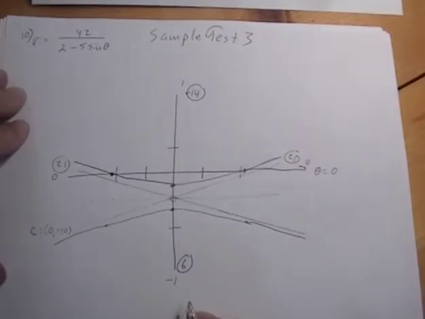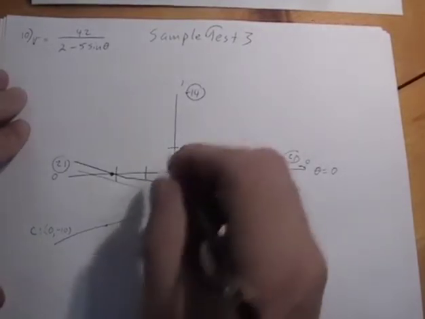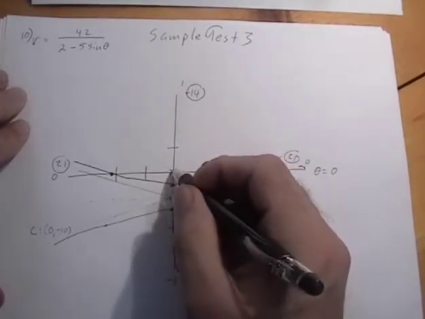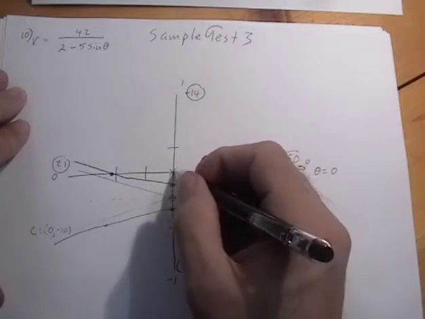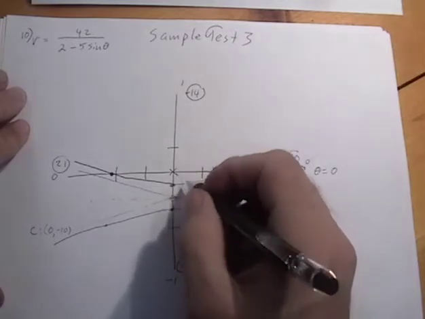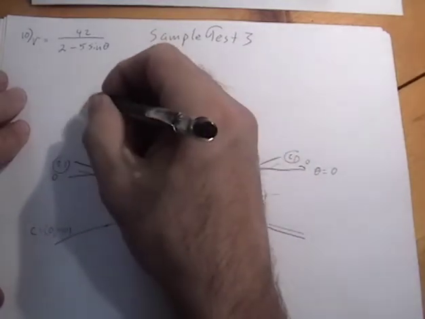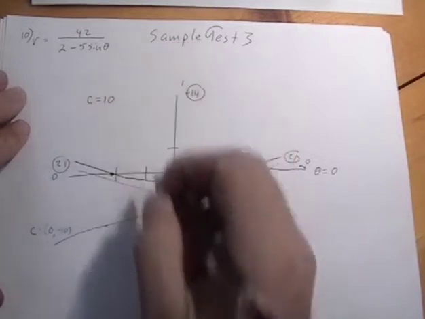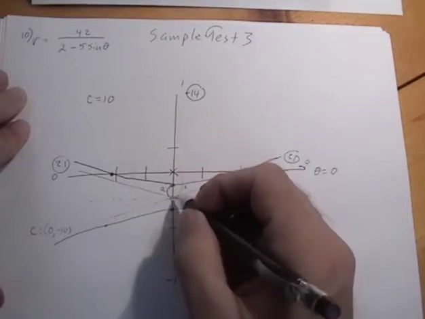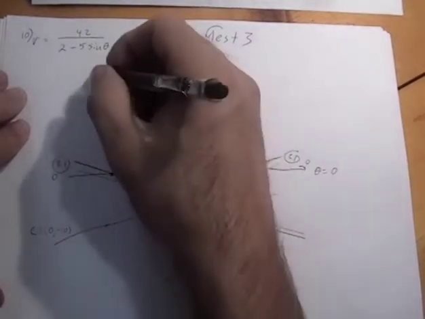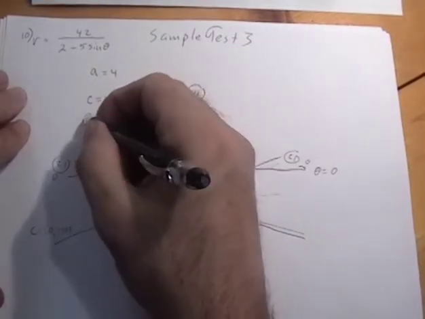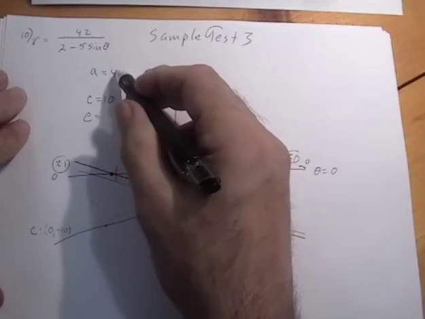As for dimensions, the pole is always one of your foci. So the distance from the pole to the center is going to be 10 units. So C is going to be 10. A is going to be the distance from center to vertex, so A is going to be 4. E is C over A.